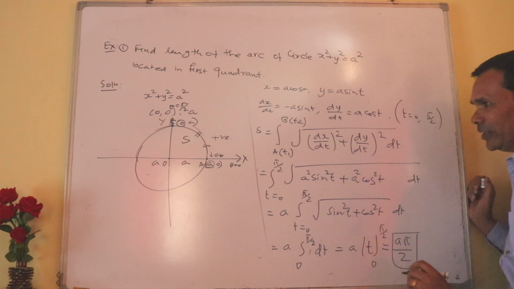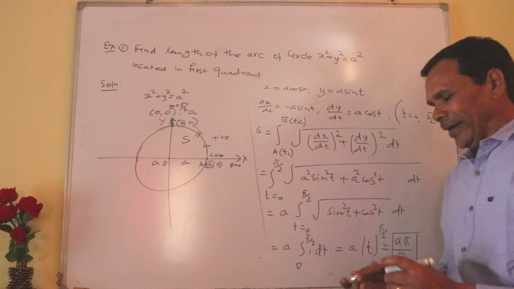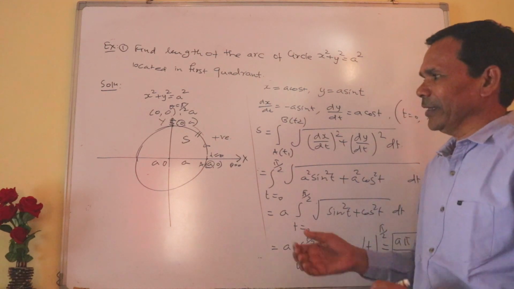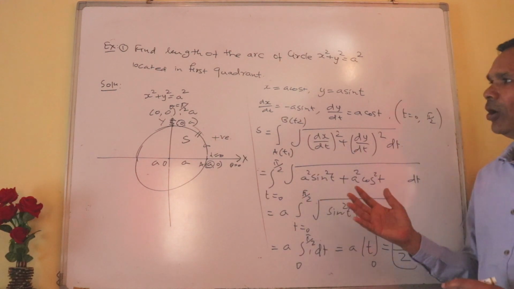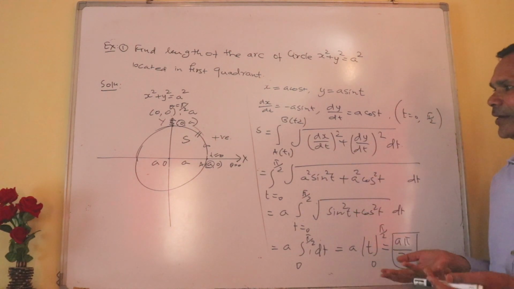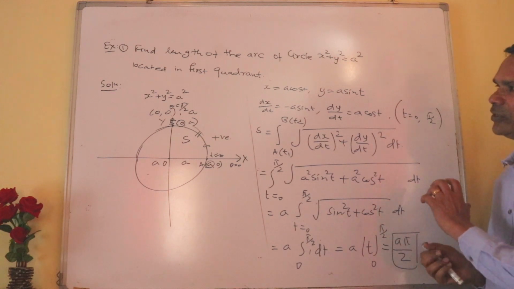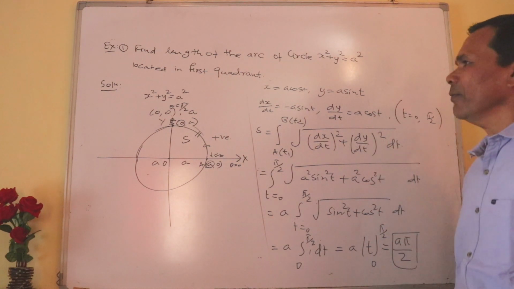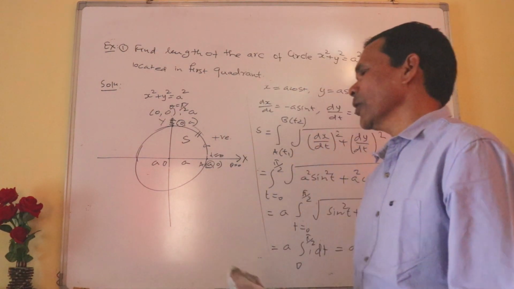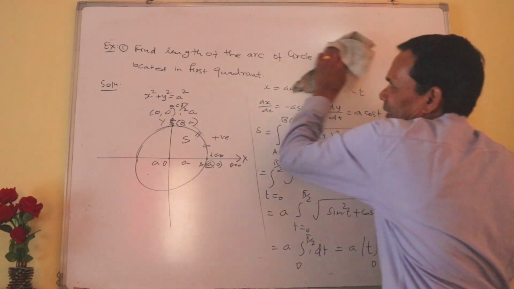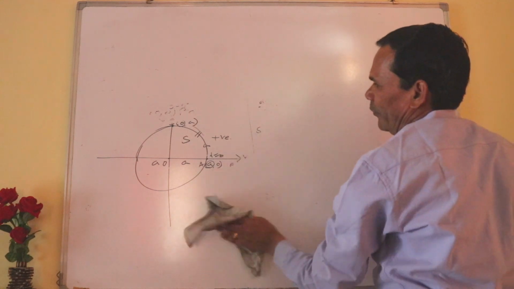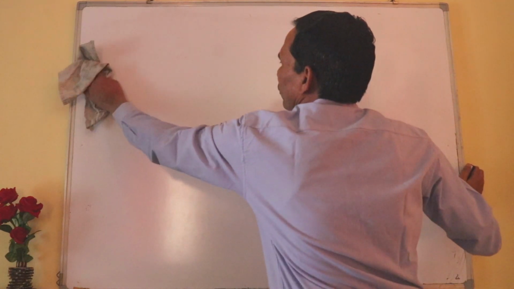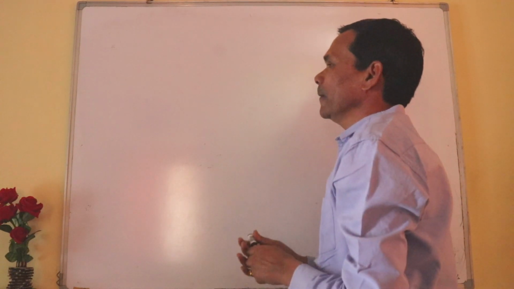So if you observe this problem for finding length of the arc in the positive quadrant, you can use either Cartesian or polar or parametric, answer would be same. So this is the way of effective use of these 5 formulas for finding arc length in Cartesian or polar or parametric form. Now we go for the next example.